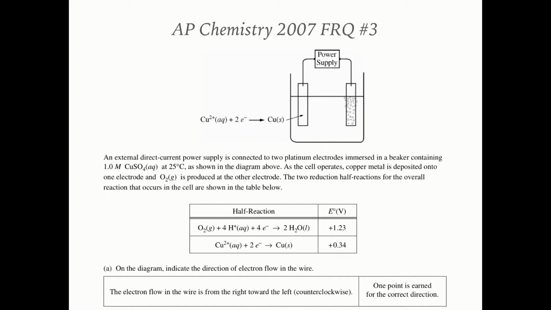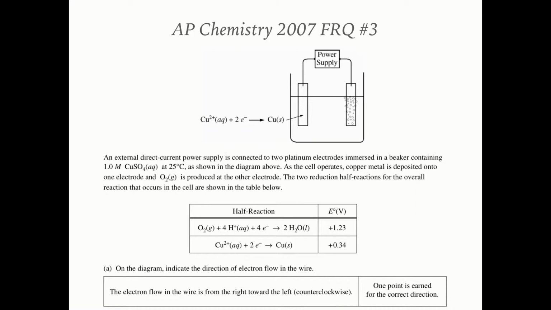All right, I'm going to go over the 2007 FRQ number 3. It tells you that an external direct current power supply is connected to 2 platinum electrodes immersed in the beaker containing 1 molar copper sulfate. As the cell operates, copper metal is deposited, right? So copper is being reduced and oxygen is being produced. The 2 reduction half reactions are shown below.